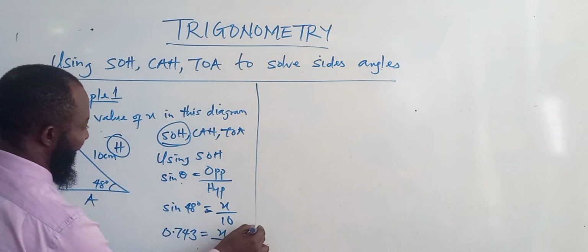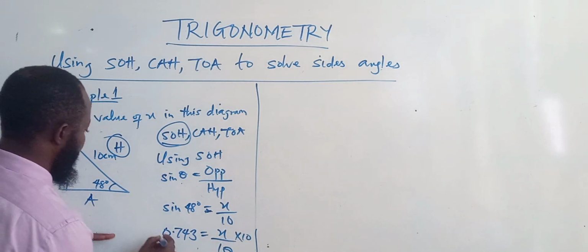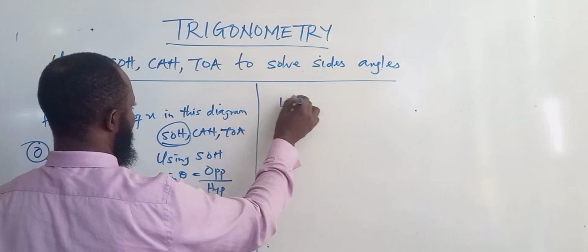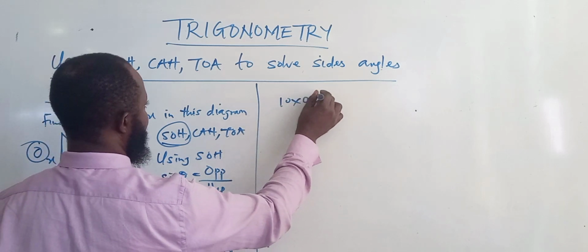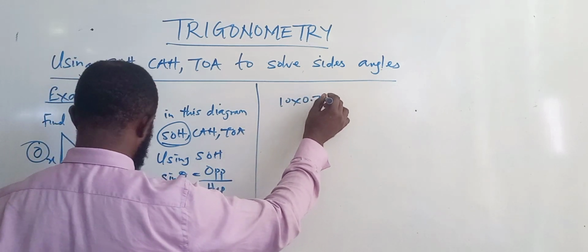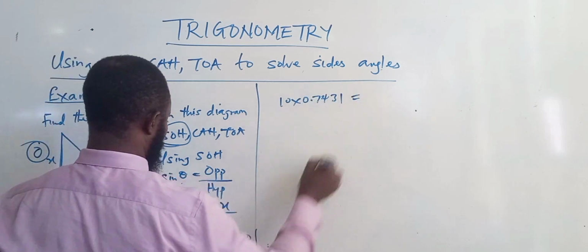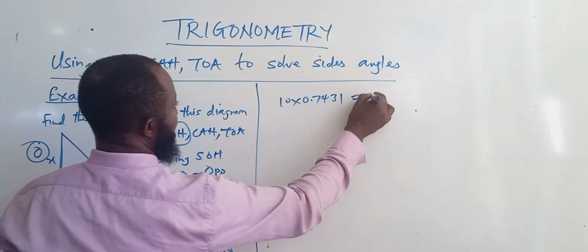So the next stage is for you to find how you're going to remove this. So we multiply both sides by what? 10. This will also multiply by what? By 10. So that gives 10 multiplied by 0.7431. So equals to, this time we cancel this 10, remains x.